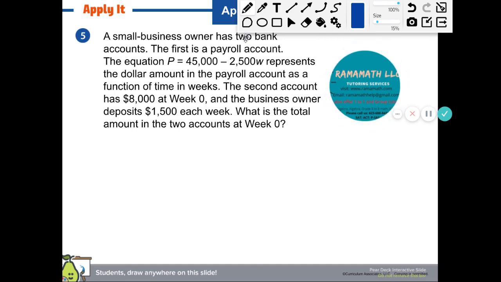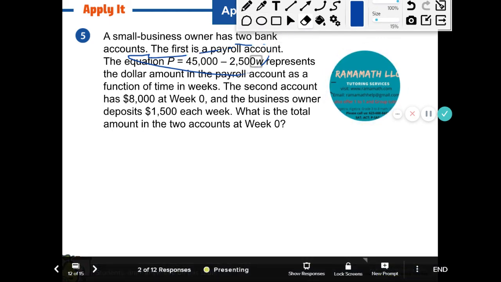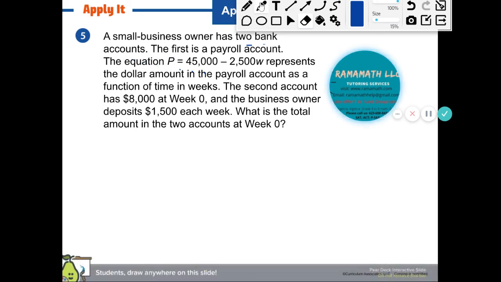So the small business owner has 2 bank accounts. Let me clear this. One of them is the payroll account, which is 45,000 minus 2,500 W. This is the first key, the first account. So I have 45,000 minus 2,500 W. Okay, that's good.